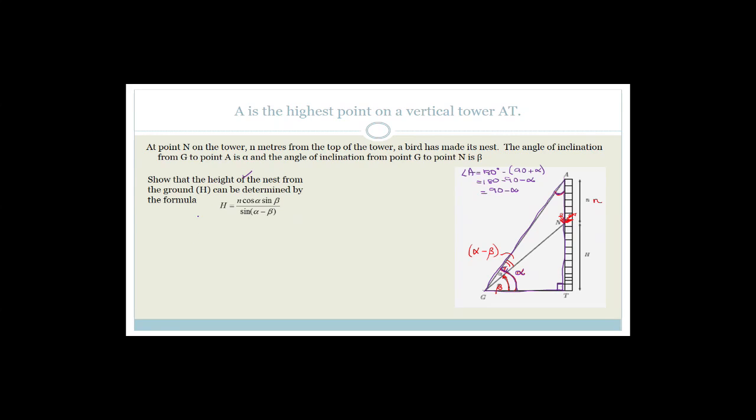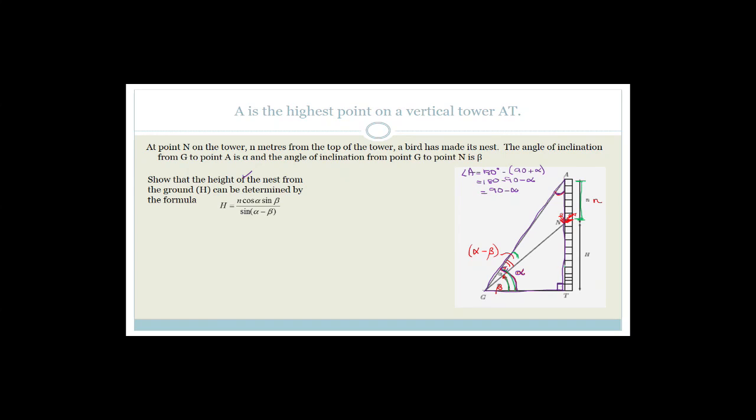Right, next question. It says, show the height of the nest from the ground, H, can be determined by the formula N cos alpha sine beta over sine of alpha minus beta. So let's just have a look at what they're talking about here. They're mentioning cos of alpha, so we're looking at the whole of that angle. They're mentioning sine of beta, which is that little angle there. And they're talking about sine of alpha minus beta, which is this angle here. And they mention N.